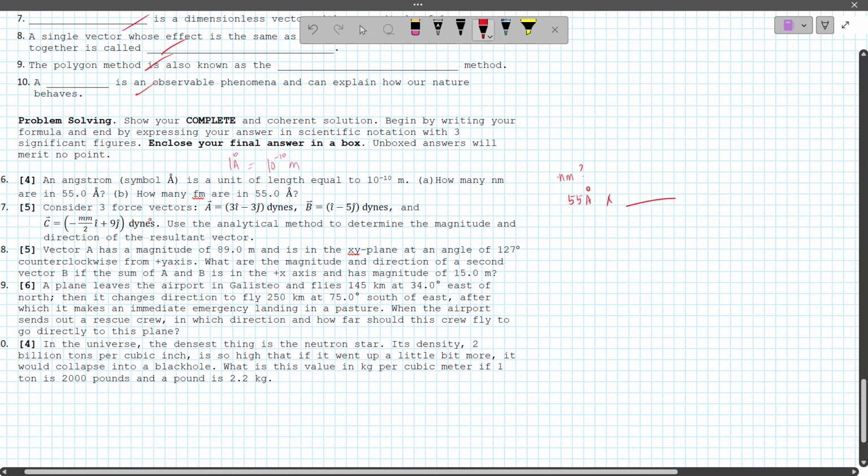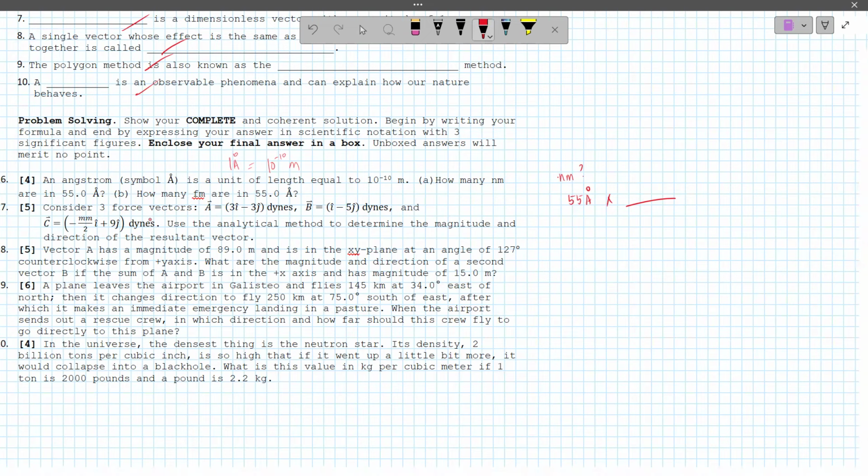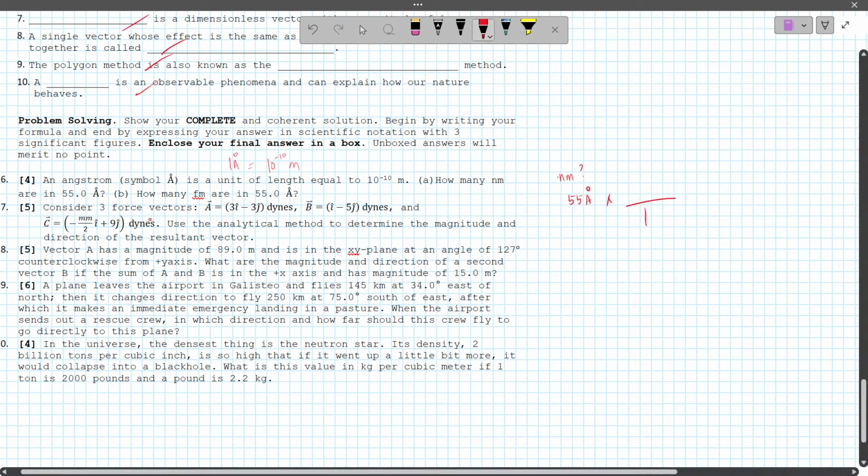So angstroms are used for very short distances, like for example, distance between two electrons or the size of an atom, no? So yun yung gamit niya. So angstrom times 1 angstrom is 10 raised to negative 10 meter times we want to convert from meter to nanometer. So meter is 10 raised to 0, nanometer is 10 raised to negative 9. So obviously meter is larger. So this is 1 meter. And so ang katabi ng nano ay 10 raised to larger exponent minus smaller exponent.